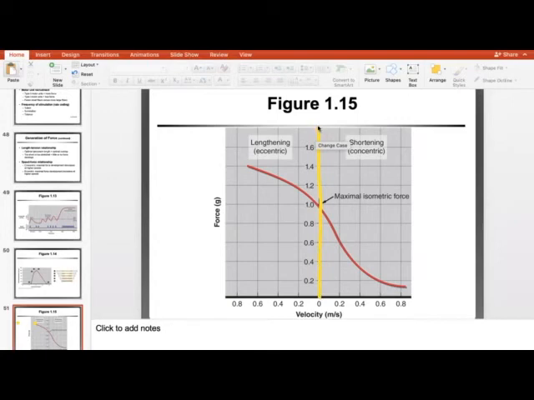Now this line right here is force. So the higher up you go, the more force. And this is velocity. This is going to be positive velocity, and this is going to be negative velocity. Now velocity is equal to distance over time: distance equals rate times time, and therefore, rate is equal to distance divided by time.